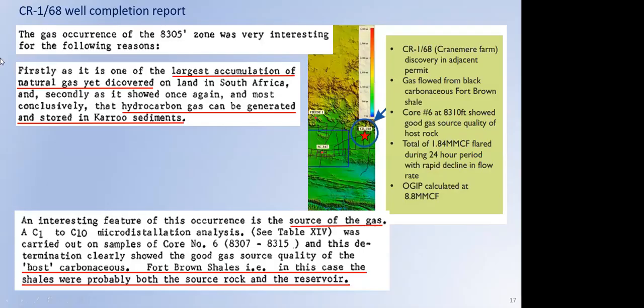So going straight to the well completion report, and I've just copied that. So that's that DST test. Noted: largest accumulation of natural gas yet discovered. Hydrocarbon gas can be generated and stored in Karoo sediments. The source of the gas, it's likely the host is the carbonaceous Fort Brown. It's probably both source rock and reservoir. So, yeah, a precursor to the whole shale gas story in a way.